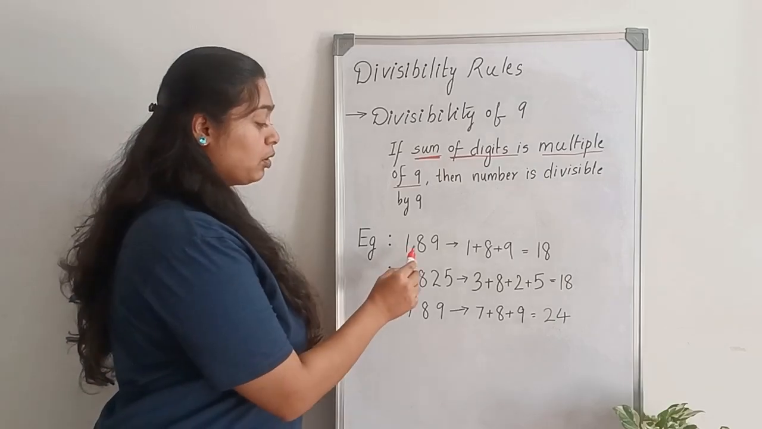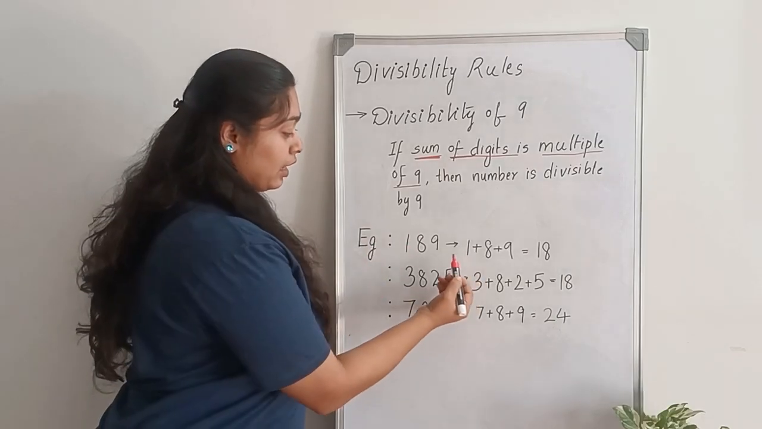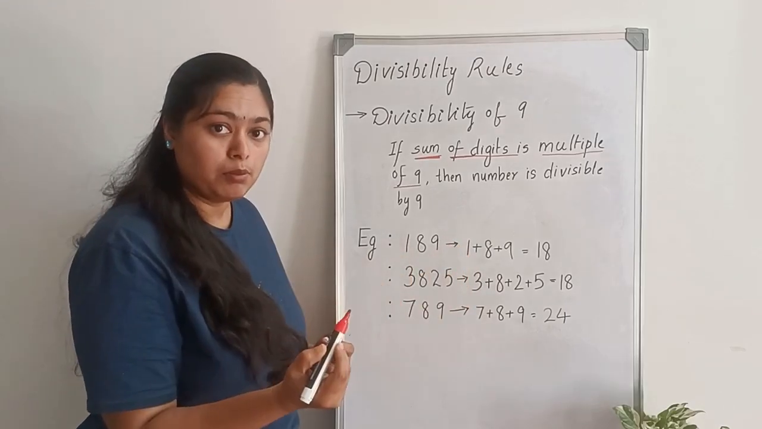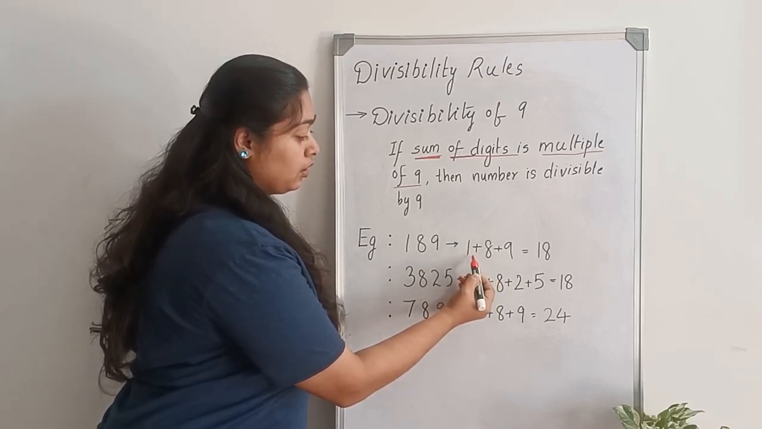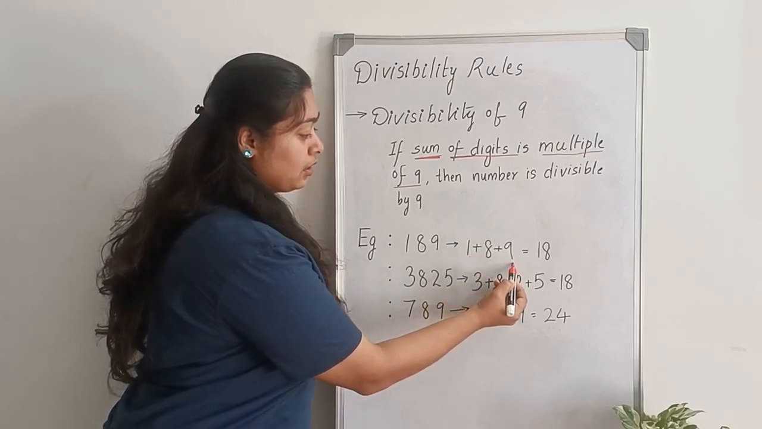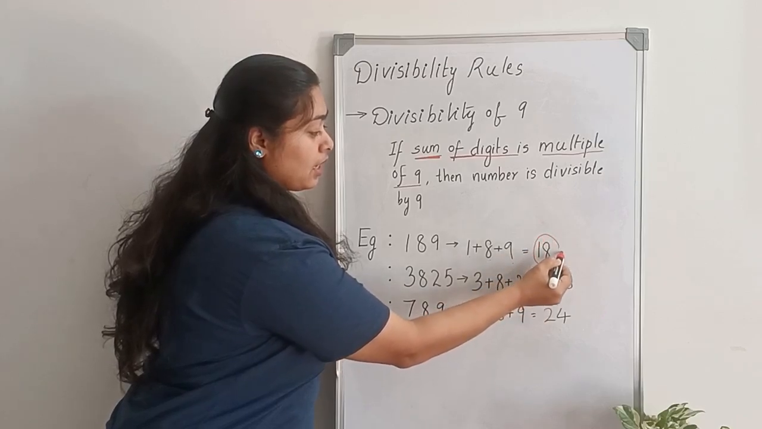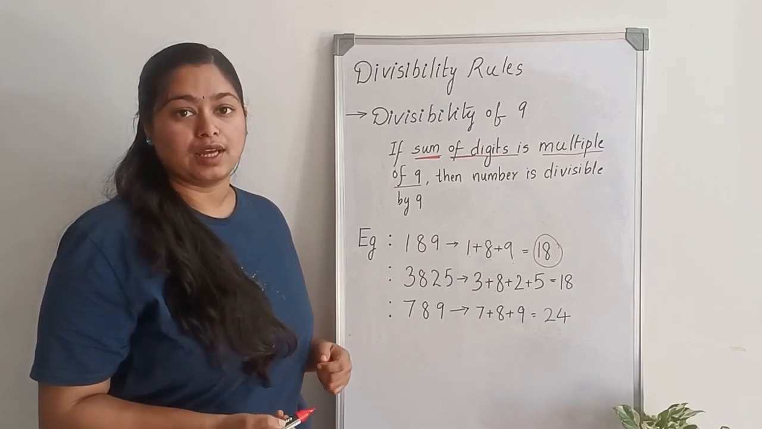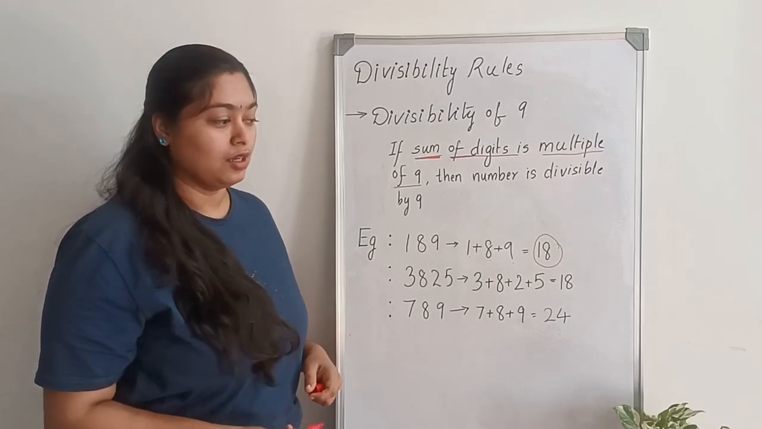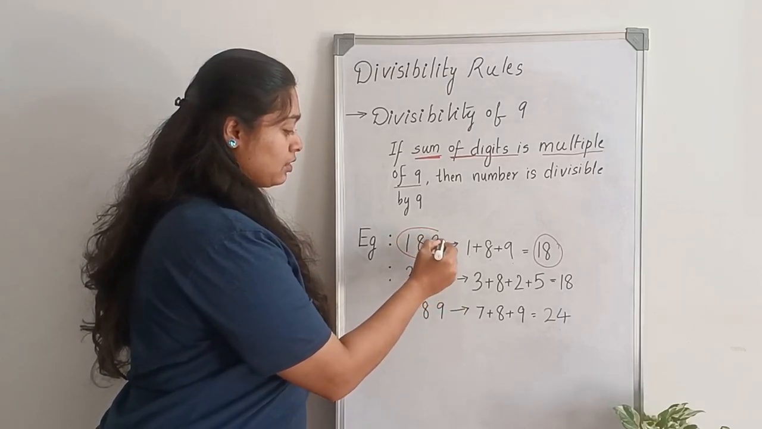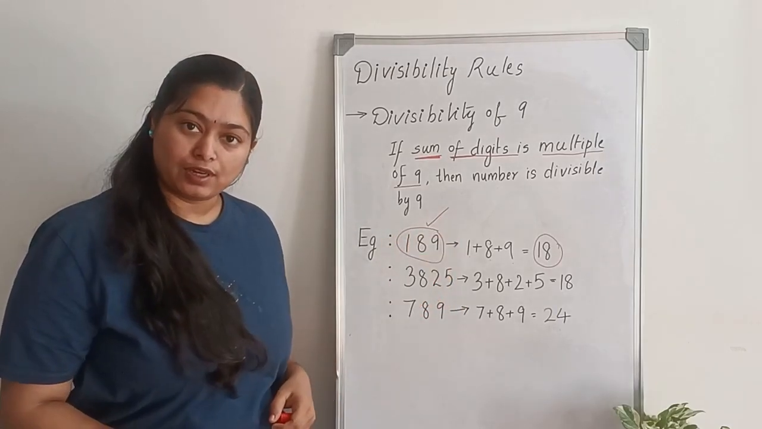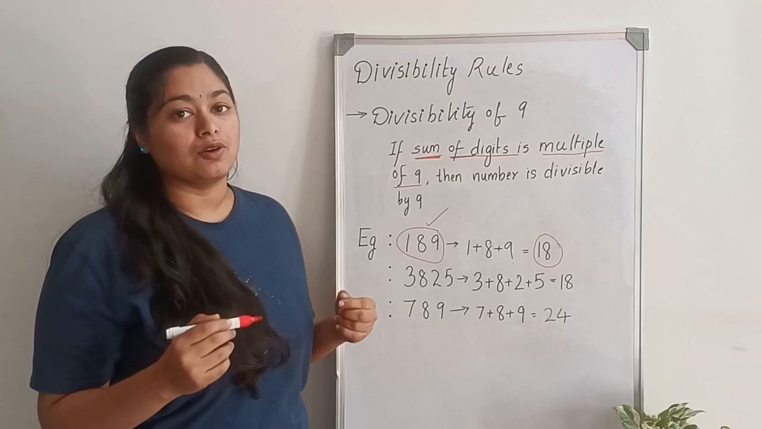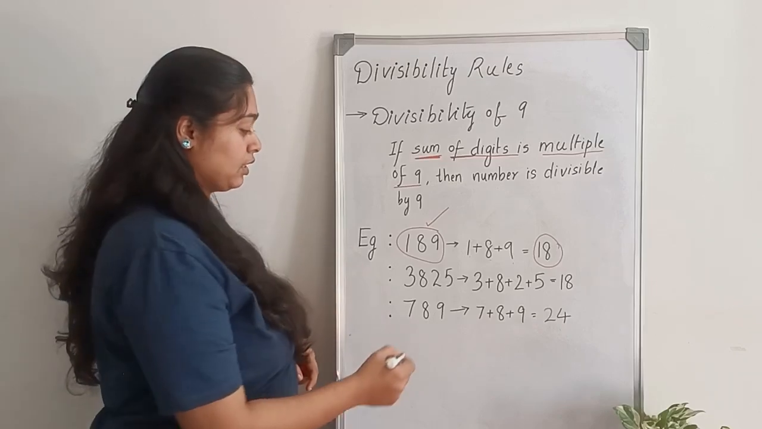I have started with the number 189 and I am adding the digits, which means I am going to find the sum of the digits. So 1 plus 8 plus 9, and I got the sum as 18. And definitely 18 is a multiple of 9. 9 twos are 18, right? Which means 189 is also a multiple of 9, or in other words 189 can be divided by 9 without leaving a remainder.